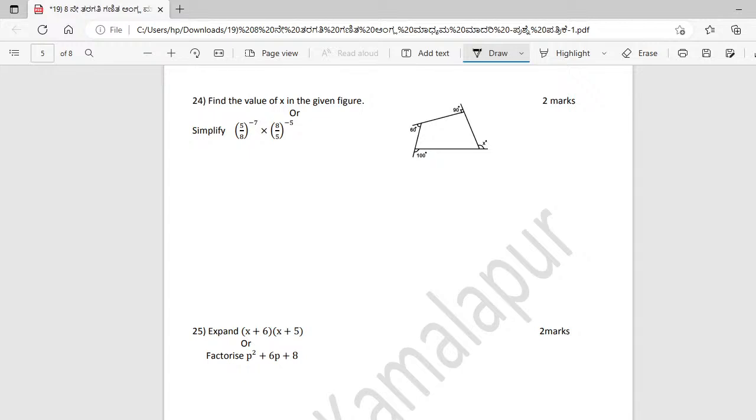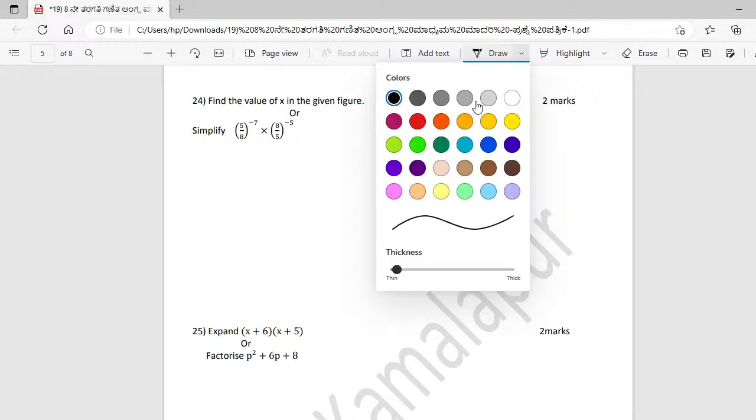Okay, and this is the very simplest one. In this also they have given two options. There is a choice for you, so let us solve both options, and that's very much similar. As you can see, they have given some figure.